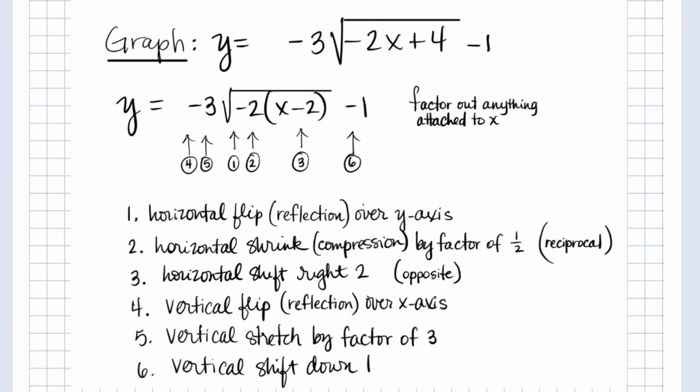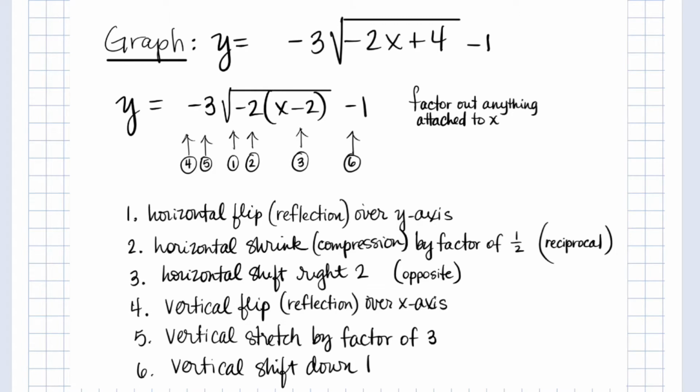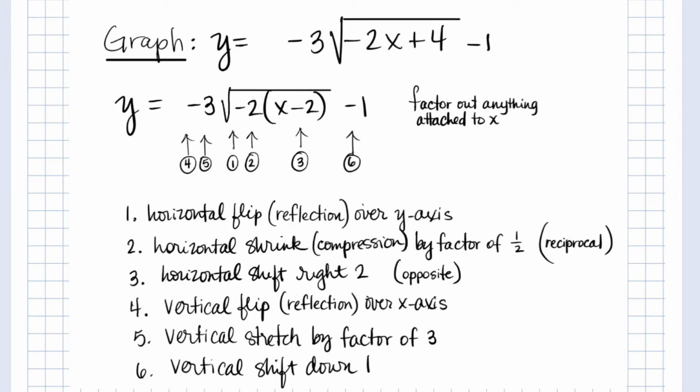because everything on the inside of the function does the reverse of what you think it should. The 2 would normally look like a stretch, but inside the function it's actually a shrink or a compression, and you compress it by a factor of 1/2. You basically take the reciprocal of the number that's in that position. Number 3 is the thing that's inside the parentheses, which would be a -2, and again that goes reverse of how you think it should. With -2 you would think left 2, but it actually goes to the right 2.